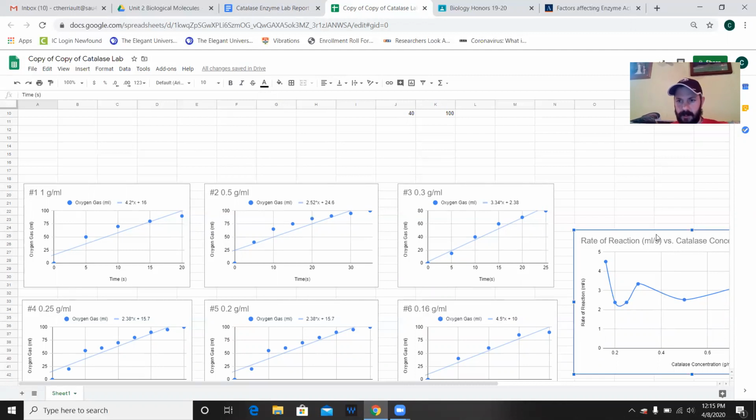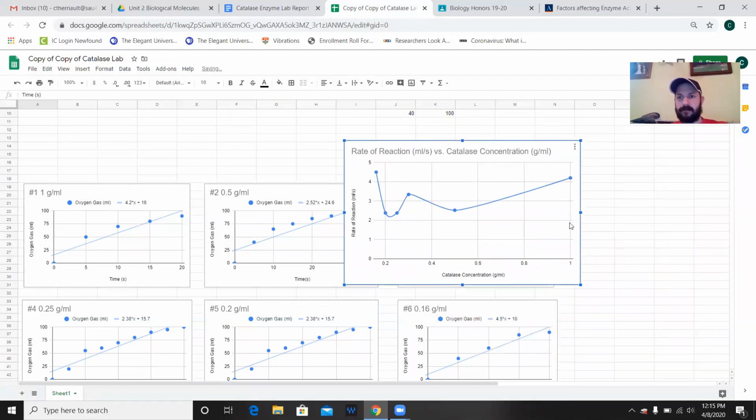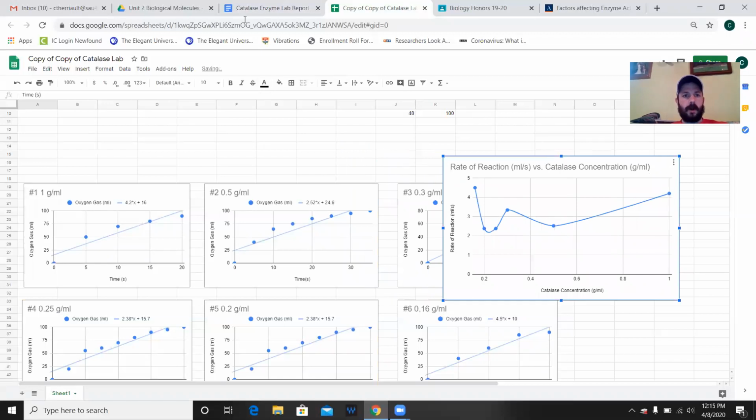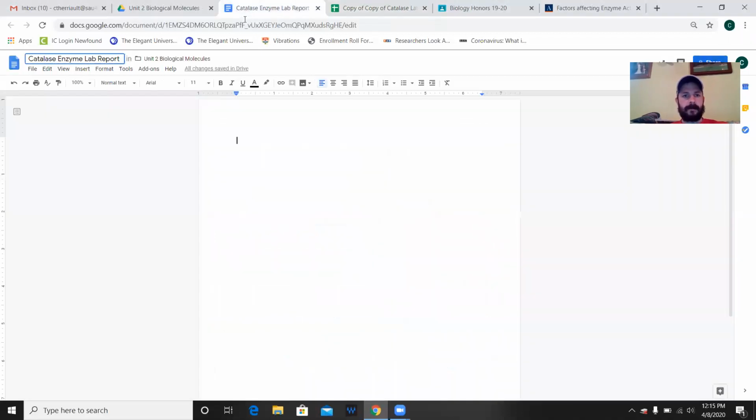And then most importantly, I have this graph. And this is the graph that you want to be keying on more than any other graph because it has the catalase concentration versus the rate of reaction. So you're going to open up a document that you can eventually turn in. Let me title it Catalase Enzyme Lab.